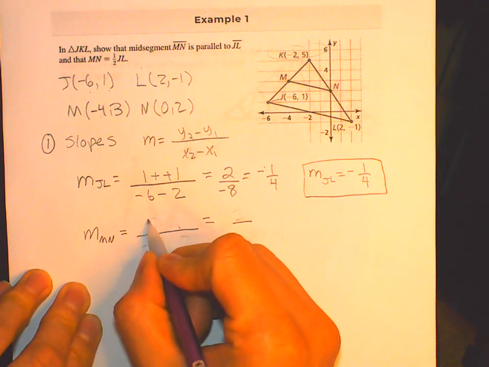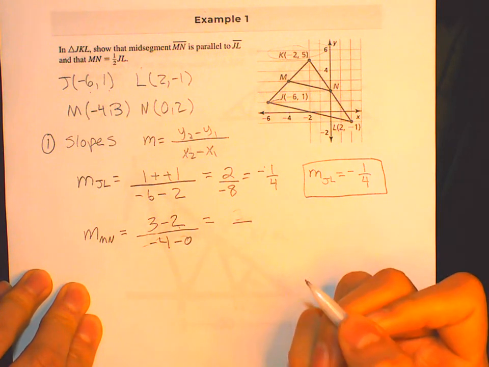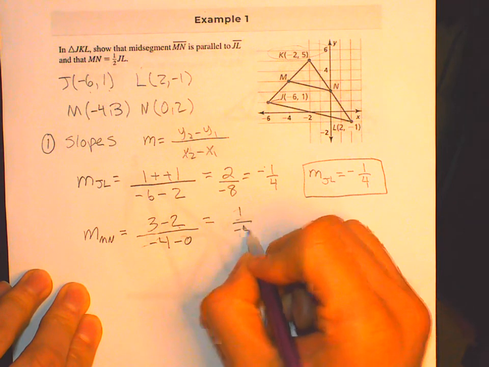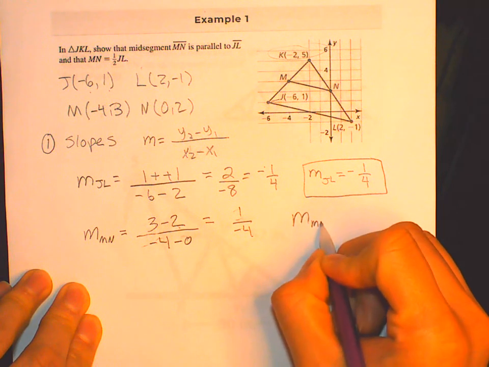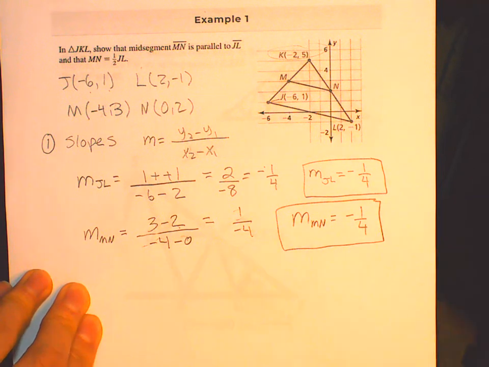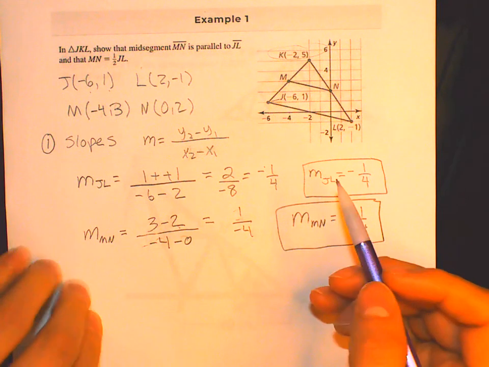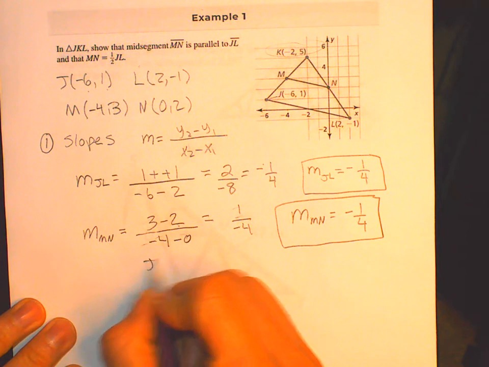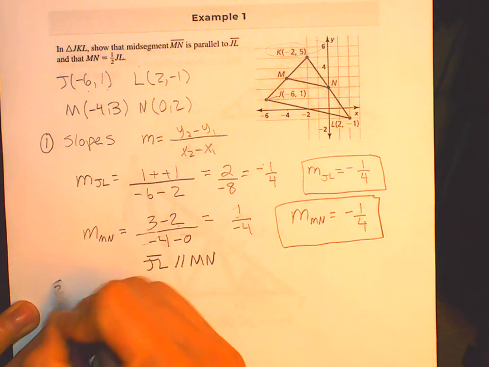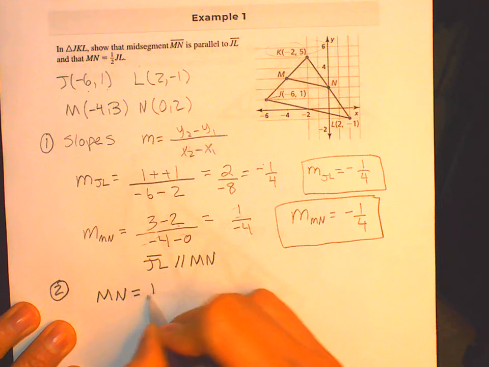All right, difference of the y's, 3 minus 2, and differences of the x's is negative 4 minus 0. So 3 minus 2 is 1, and negative 4 minus 0 is negative 4. So the slope of MN is negative 1 over 4, which means that they have the same slope, which means that they are indeed parallel. So what did we just do? We just showed that JL is parallel to MN.